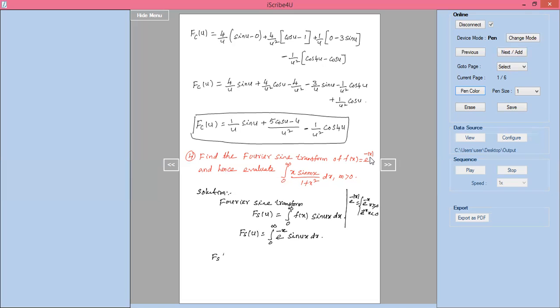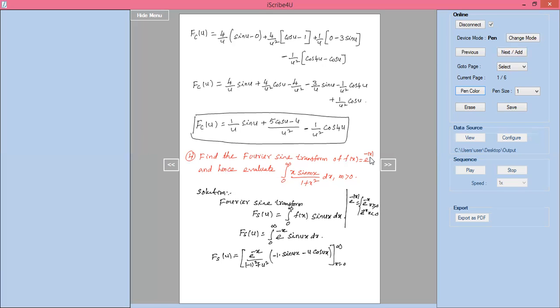Now, if we simplify this, we'll get Fs of u equal to integration of 0 to infinity of e power minus x divided by minus 1 square plus u square, into a sine ux minus b cos ux, where a is minus 1 and b is u. This formula I have already given, that's why I am writing it directly, from x equal to 0 to infinity. Now if you apply the limits, you will get e power.